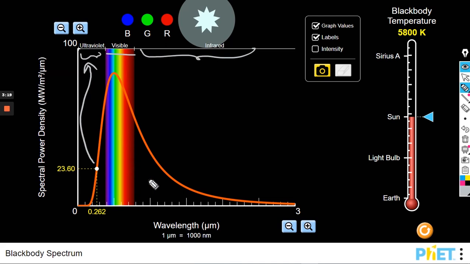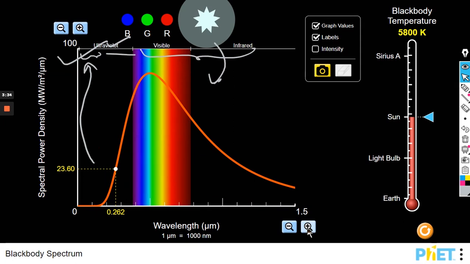So you can identify whether the wavelength that is being emitted is under ultraviolet, visible, or infrared. If at all you have a little doubt about where exactly or what the values are, you can also zoom in by using this plus zoom in operation, or you can zoom out by using this minus button.